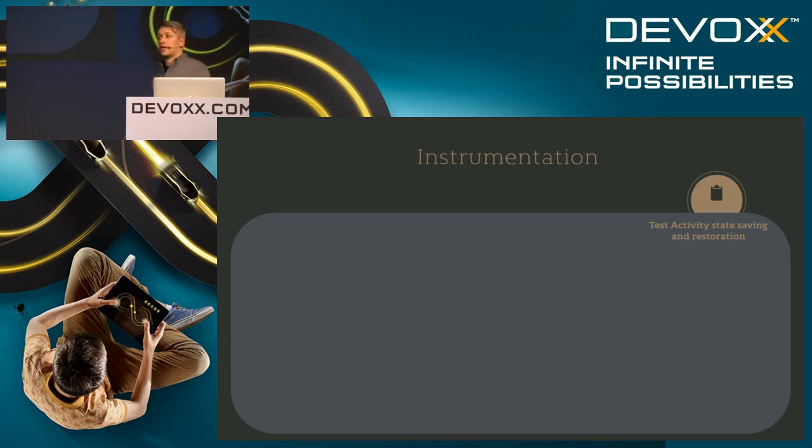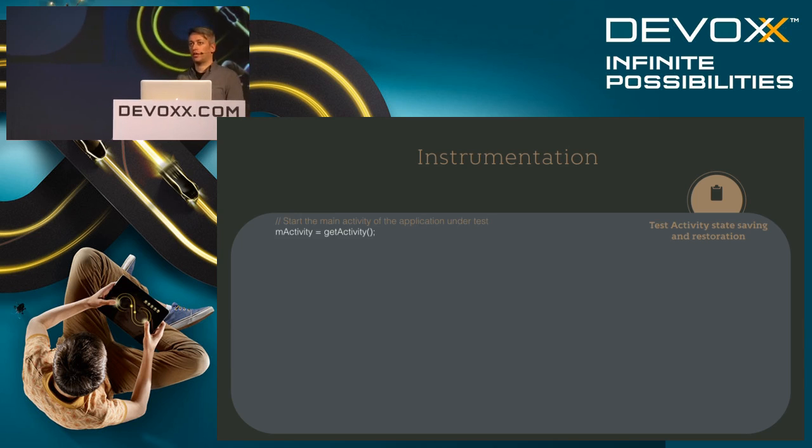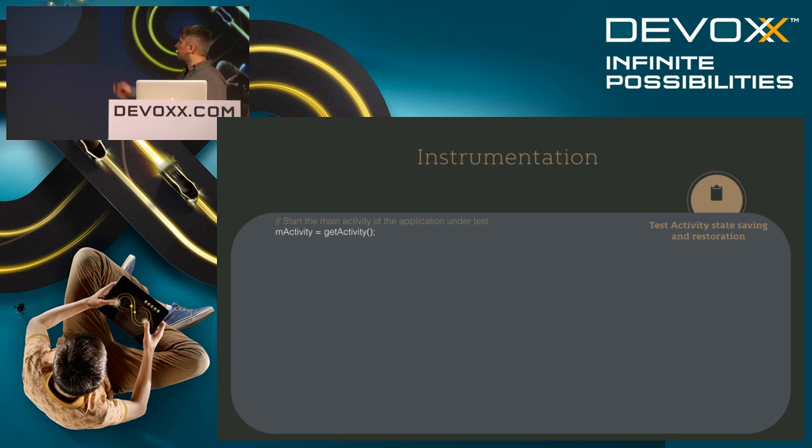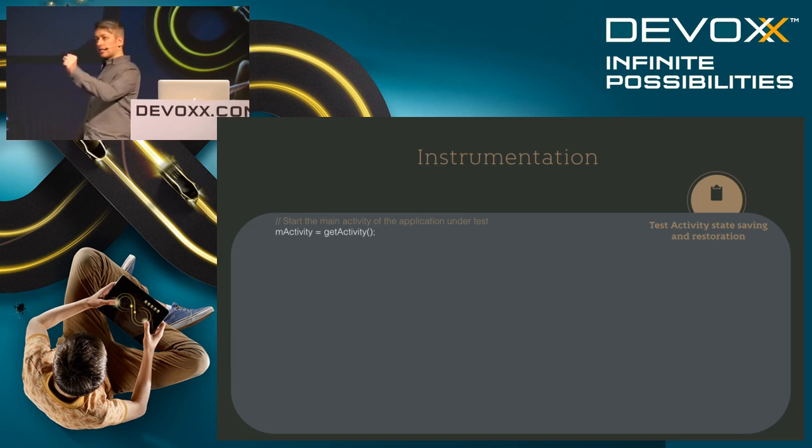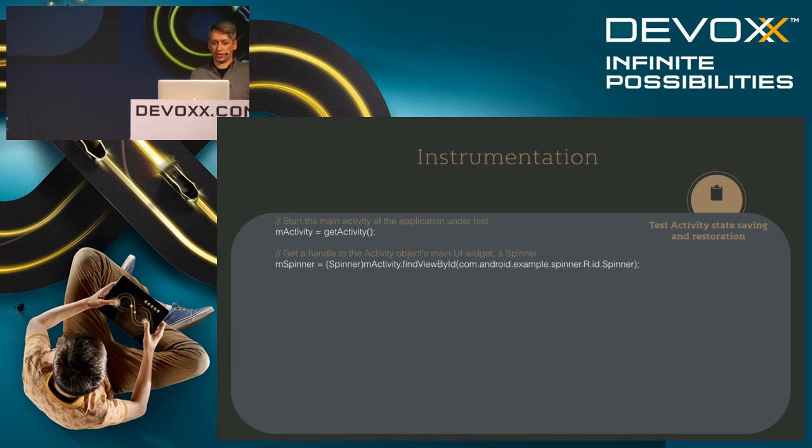Now, let's take a look at a little bit of code. First tests. How can it look when you write a test for Android? Basically, the main entry point will always be to get a hold of the activity that you're testing when you're doing a test of an activity. So you really need to say get activity so that it gets started.